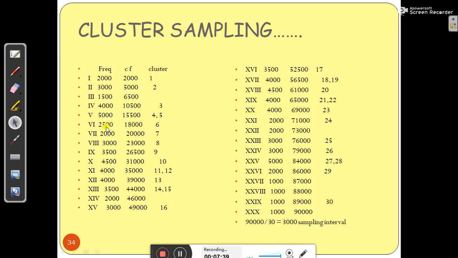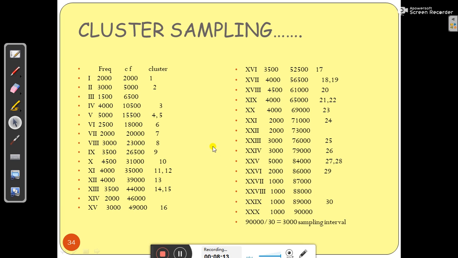So here you can see there is a different type of cluster name: cluster sampling, cluster 1, 2, 3, 4, 5, 6, 7, 8, 9, 10, 11, 12, 13, 14, 15, 16. Those are actually cluster name numbers, and the sampling interval is 3000. Frequency is here, you can see cumulative frequency. So 1, 2, sampling interval is 3000.